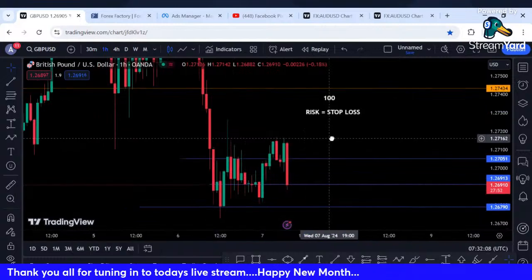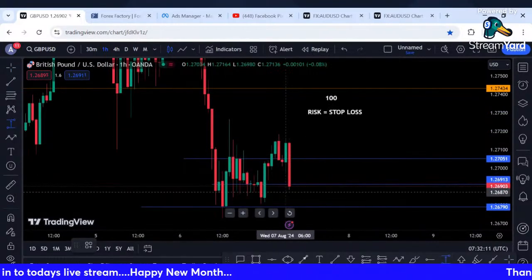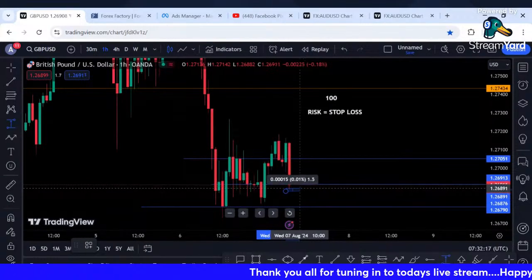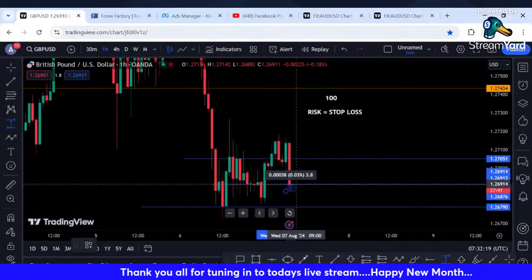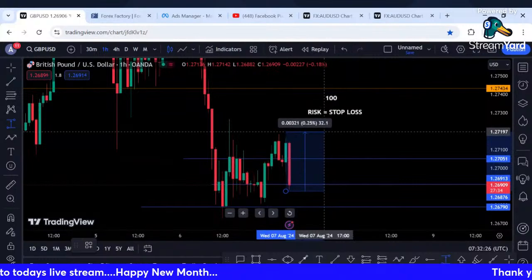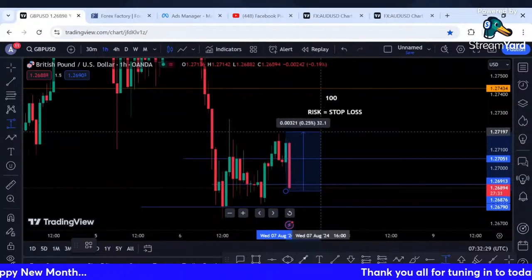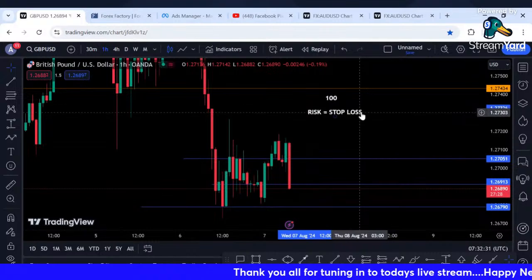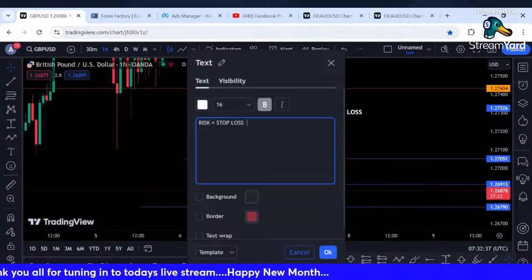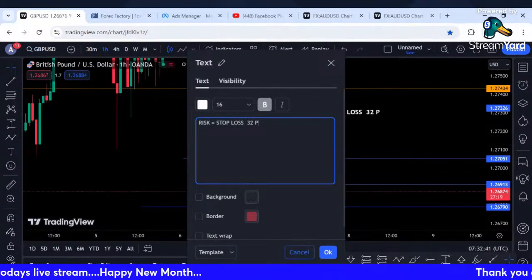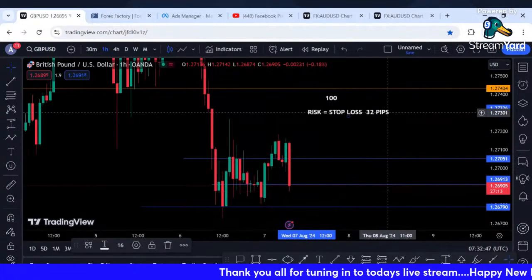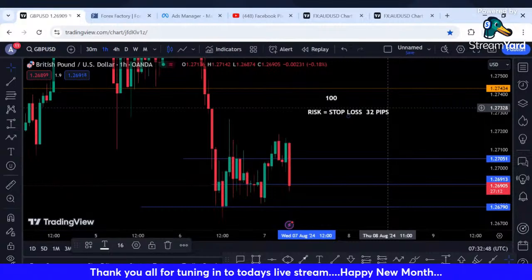Okay, so let's say I'm entering a trade over here. This is a point I want to enter a sell. One thing I have to calculate first is, you have to ask yourself, am I willing to lose all the money? If I'm willing to lose all the money, okay, I accept. So the stop loss is what? 32 pips. So maybe the stop loss is 32 pips. You get it? You have it in mind.